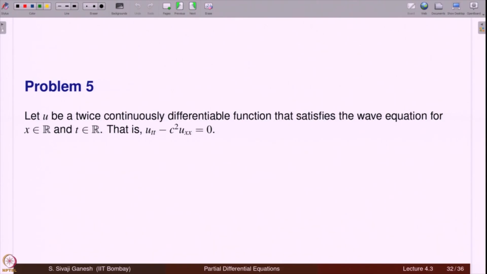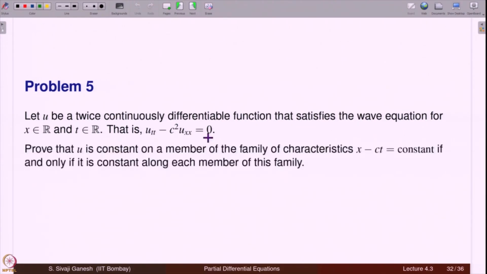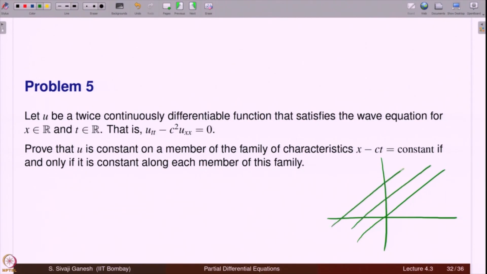Let u be a twice continuously differentiable function which solves the wave equation u_tt minus c squared u_xx equal to 0. Prove that u is constant on a member of this family, x minus ct equal to constant. Just to draw the picture for reference, let me write this. So, this is x minus ct equal to 0, these are the lines. These are x minus ct equal to various constants.